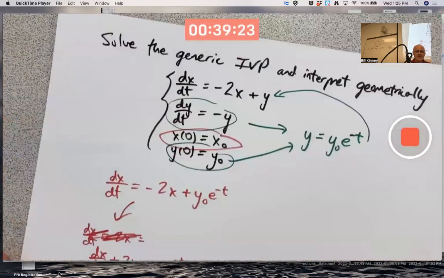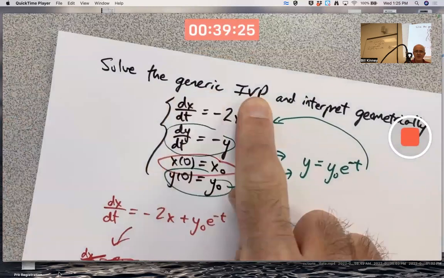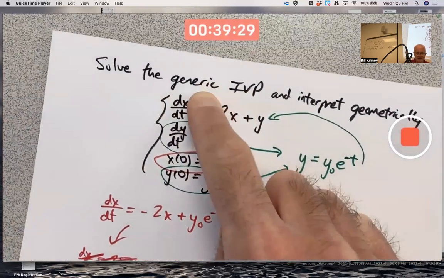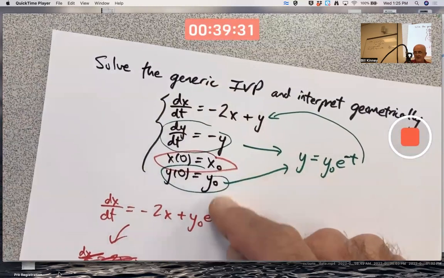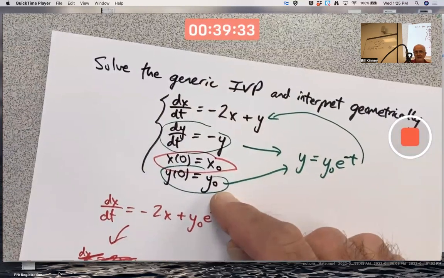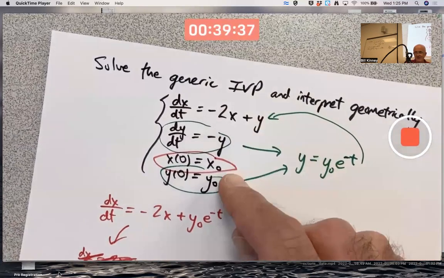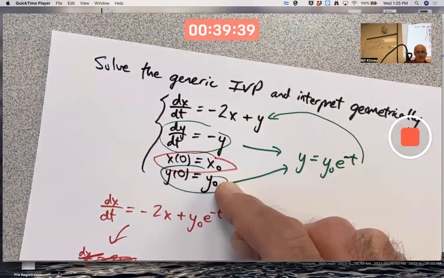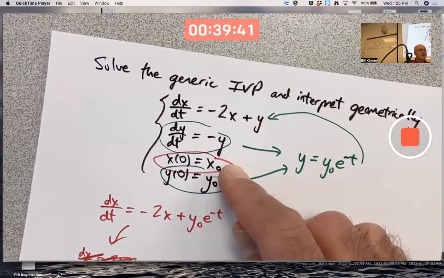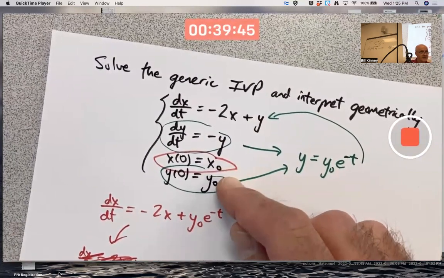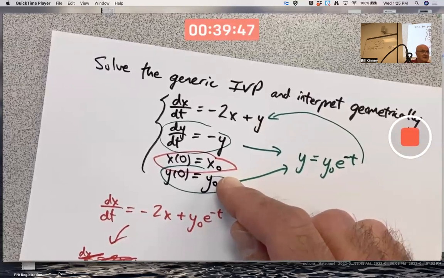What were the directions again? Solve the generic IVP. That's this whole thing here. I call it generic, by the way, because I don't specify x0 and y0. It is an initial value problem because I've got initial values. I just don't say what they are. In the book, homework problems, task problems, you should be able to handle particular numbers here. It's a little easier.